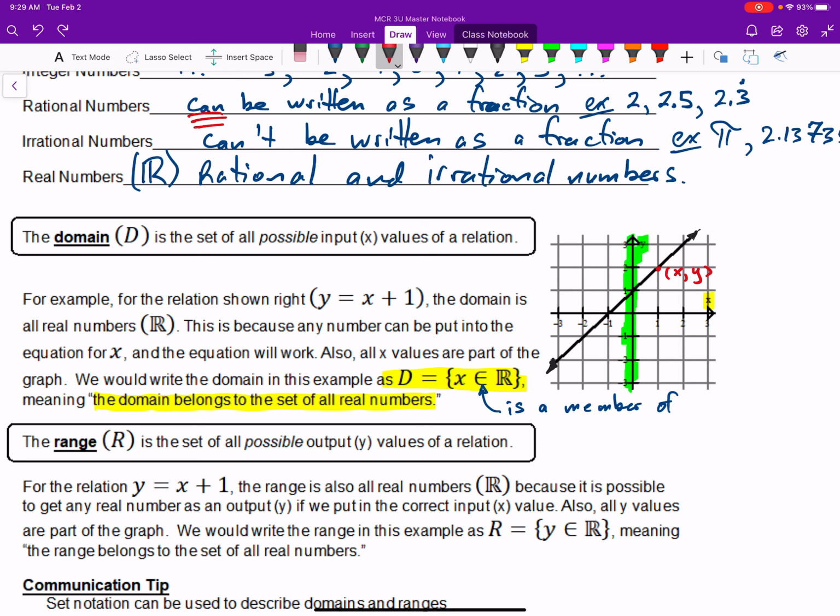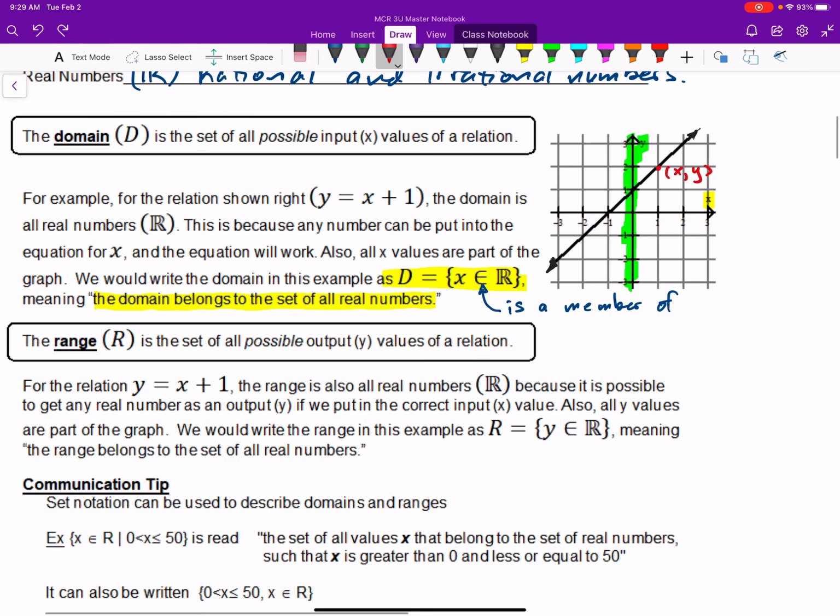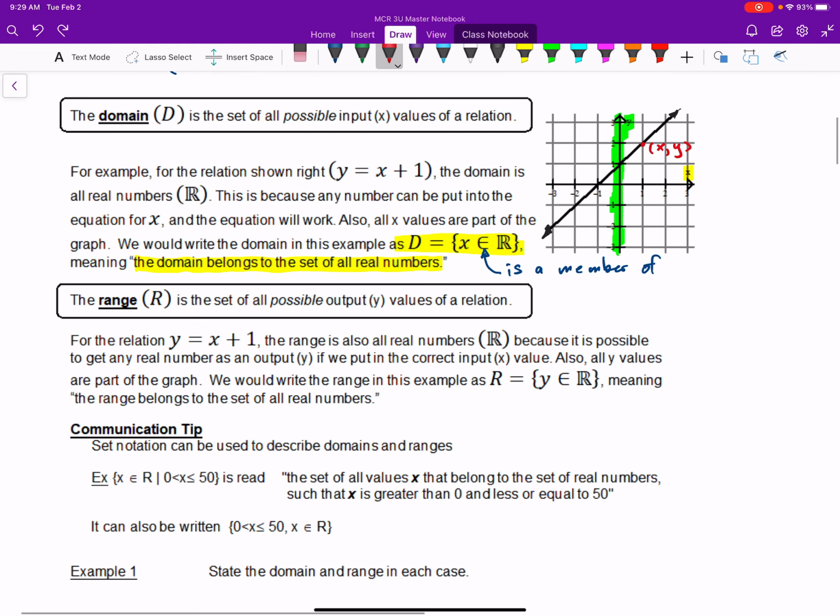So again, for this particular graph, the range is going to be all real numbers. There's going to be no numbers that aren't represented in the range. So again, the range, how do I read this? The range is the set of y values such that y is a member of the set of real numbers. In other words, it's all real numbers.